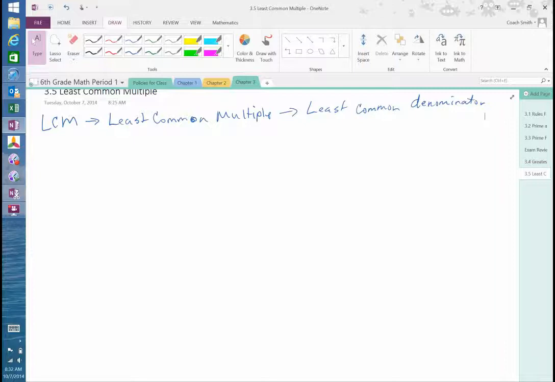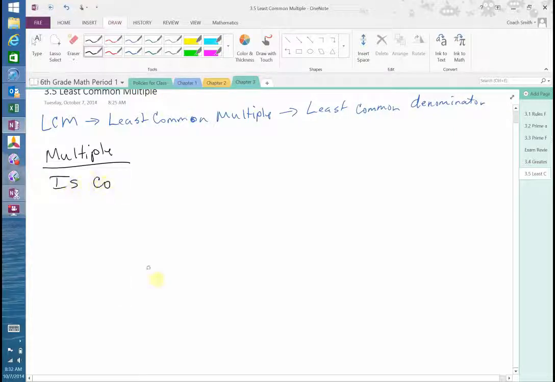What I want to look at first, though, is what is a multiple. What is a multiple, Jonah? Okay, the answer to certain numbers. I think I know what you're trying to say. Yeah, it's not the factors. Okay, let's put it this way. I think you're on the right track, but let's put it this way. Multiples is counting by a certain number.